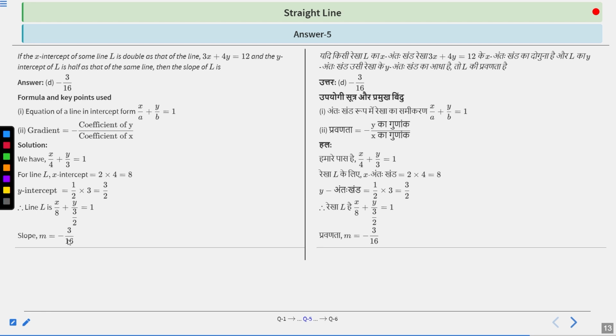Now it can be adjusted and the slope can be calculated, right? Therefore, the slope of line L is m, which is negative 3 by 16, right? So option D is the right answer. Got it? Option D, negative 3 by 16, is the right answer. Okay. So let's move to the next question.